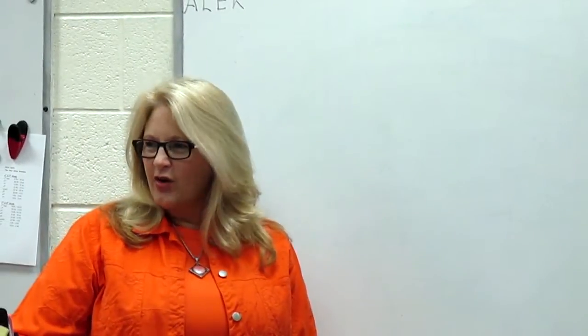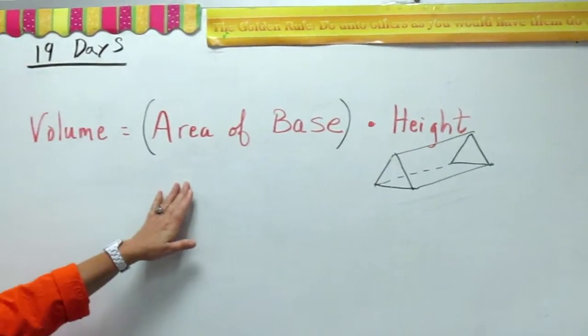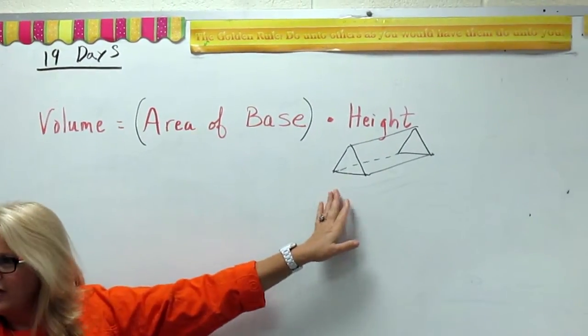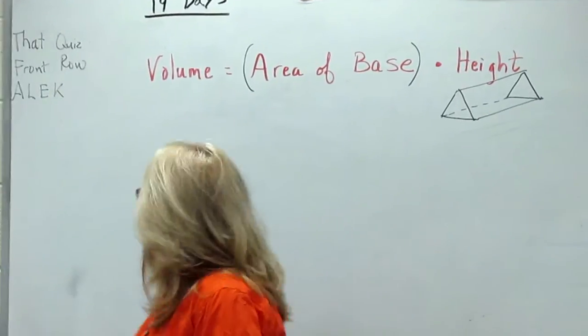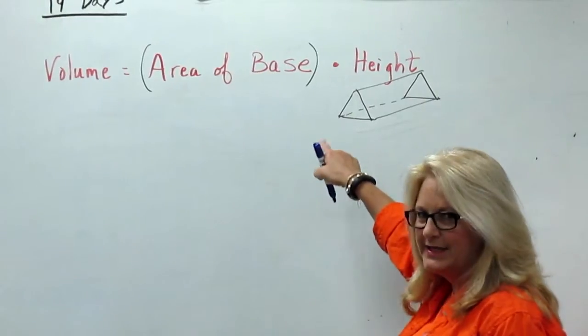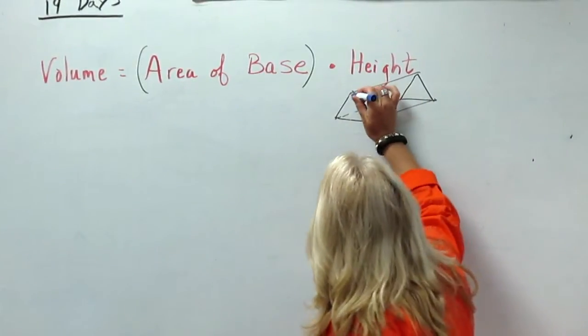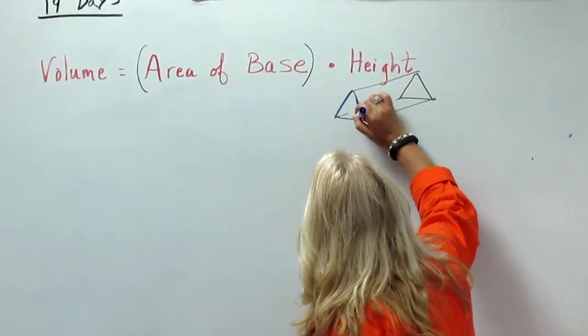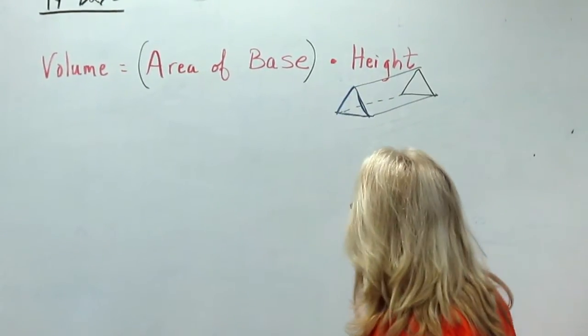Okay, today we're going to go over the volume formula, the area of the base times the height, which will give us the volume of a triangular prism. Okay? Now, if you look at the triangular prism, yesterday we talked about faces and bases. And so I want you to think about if we stood this up on its base, the base would be a triangular shape right there.